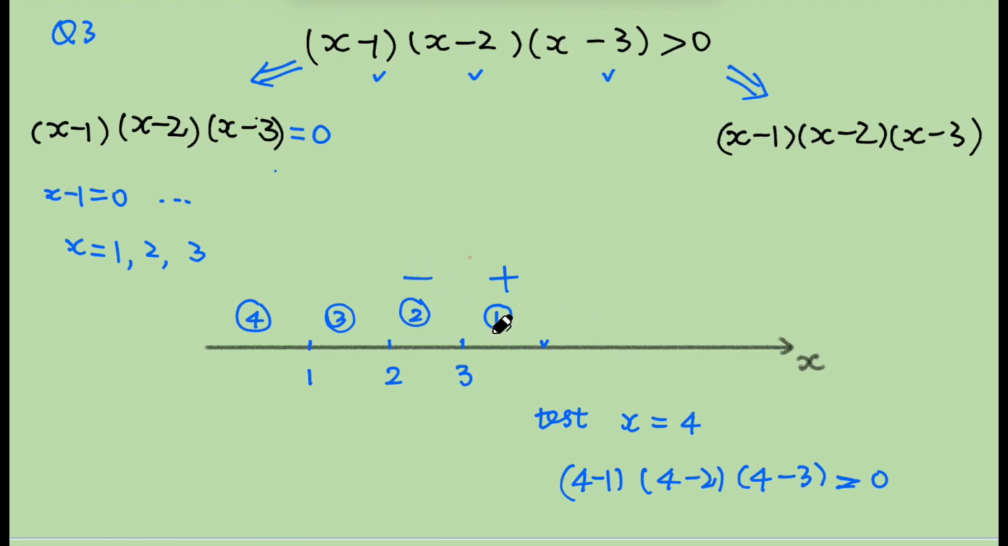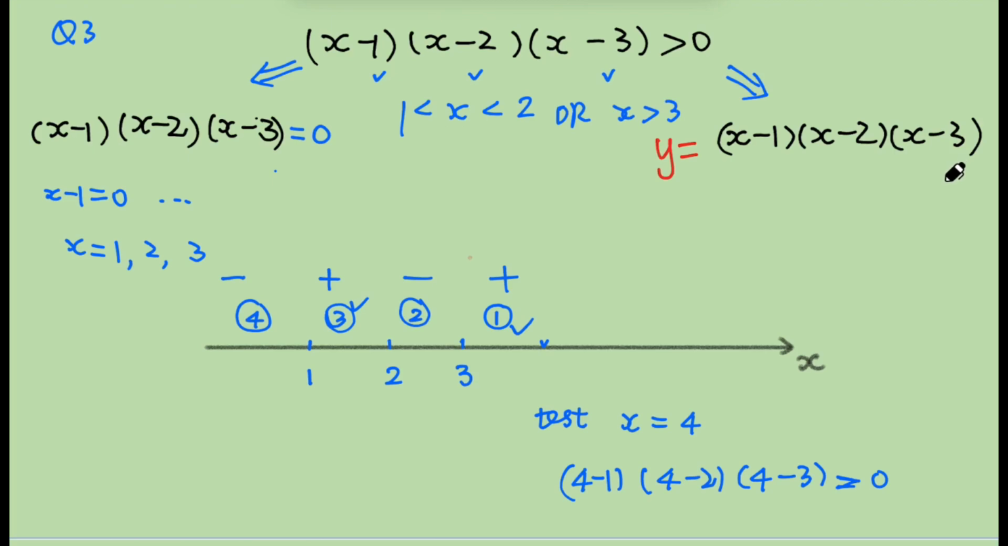Then we are going to show the positive sign and the negative sign alternatively. Done. And based on the sign diagram, we will need section 1 and section 3 and show the result using the inequality. It means the result is x greater than 1 and less than 2, or x is greater than 3. Done.